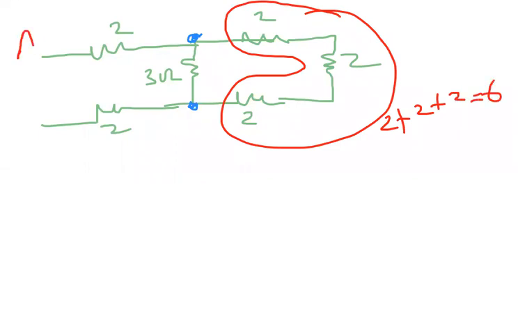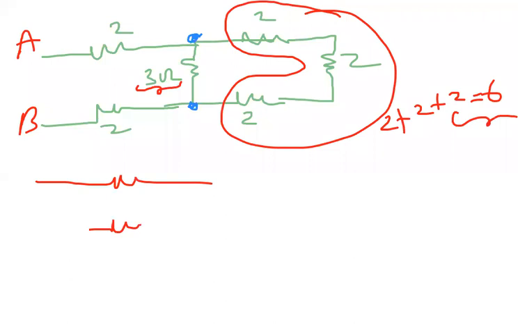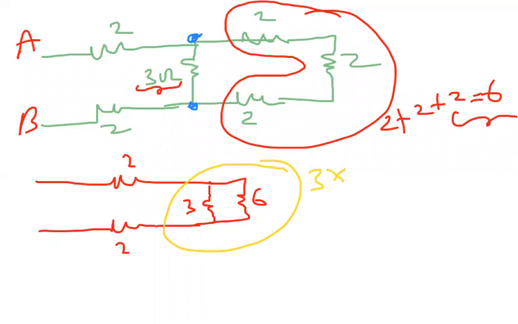Now these are the points A and B. Again, if you observe this value 6 and this value 3, they are parallel because they are between the same points. So what to write in the next step? Here this value is 2, 2, and this value is 3, and this value is 6. Again 3 and 6 are parallel between these points. So 3 into 6 by 3 plus 6 is 18 by 9. It is 2 ohms. So now between A and B we have 2 ohms here.